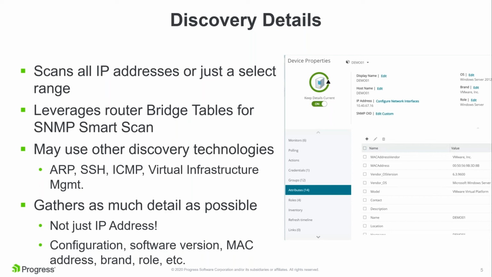There may be other discovery technologies that are used: ARP, SSH, ICMP. There's a virtual infrastructure management protocol that may come into use. It's going to depend on your network and on the devices, but generally one or some combination of all of these will be the tools that are used to reach out and see what is going on in your network and what's connected to everything.